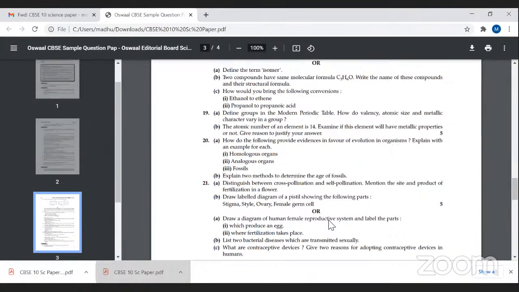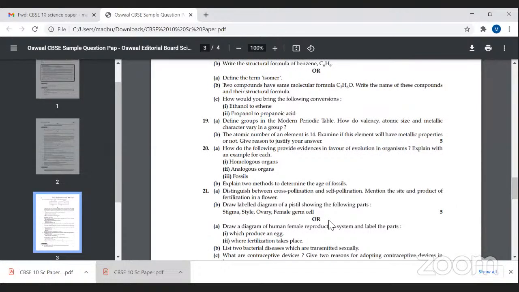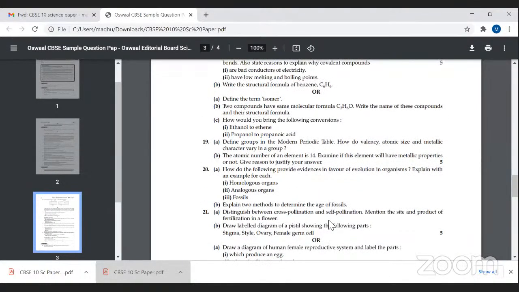Going to 21A: distinguish between cross-pollination and self-pollination, and mention the site and the product of fertilization in a flower. I will ask at least a single one of you to give one point each. So let's start. Distinguish between cross-pollination and self-pollination. Any one of you can start with giving me a single distinguishing point.